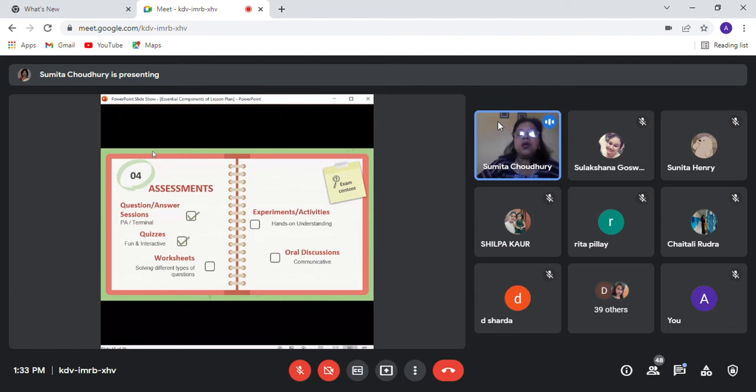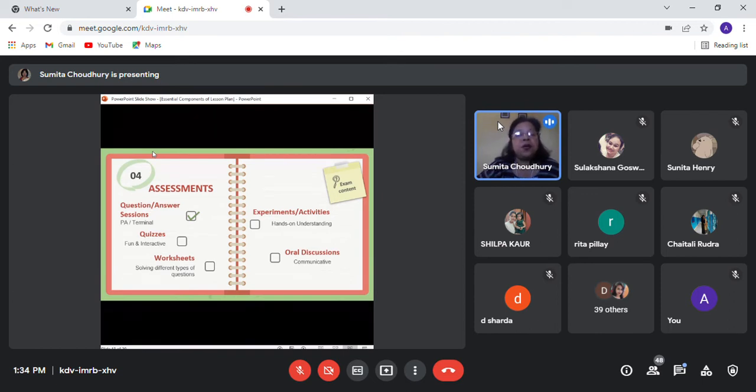Then I am going to the types. Question answers at first. This is important for practice purposes from an examination point of view. It can be one word, give reason, definitions, short and long answers, all types of questions as per the format.